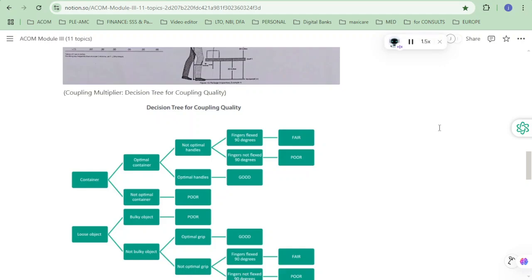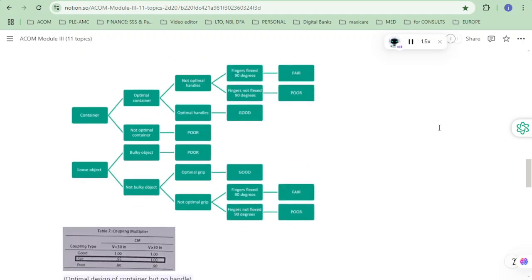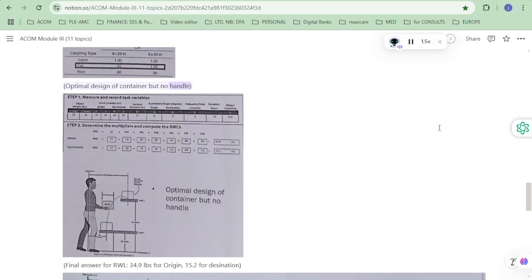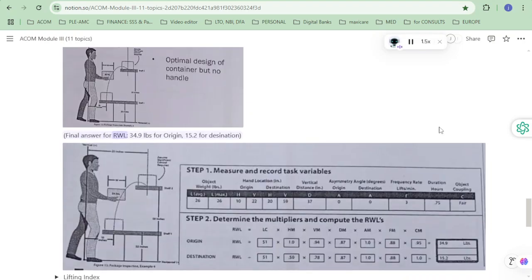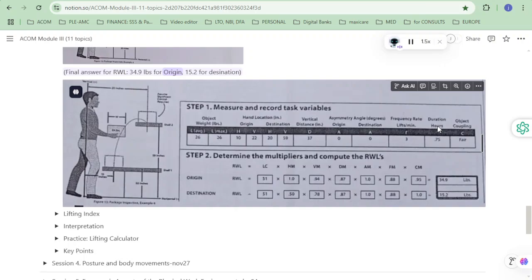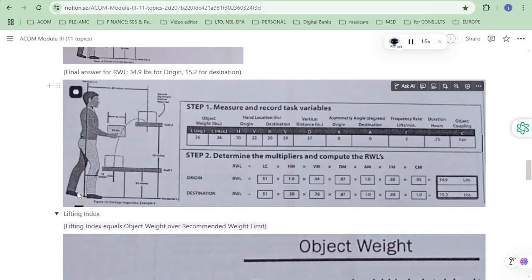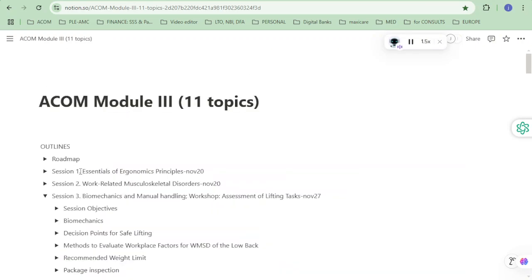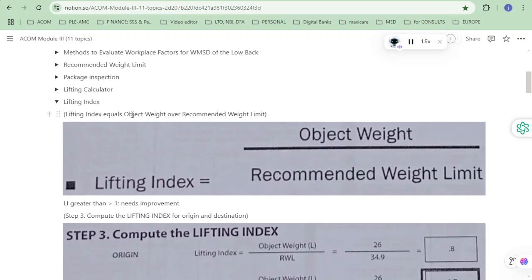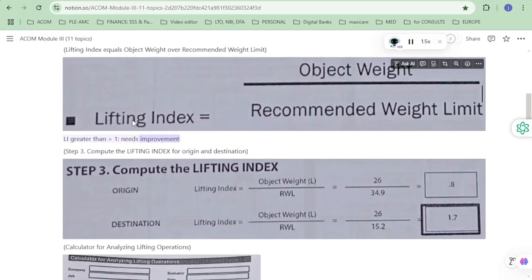Optimal design of container but no handle. Final answer for RWL, 34.9 pounds for origin, 15.2 for destination. Lifting index. Lifting index equals object weight over recommended weight limit. LI greater than 1, needs improvement. Step 3. Compute the lifting index for origin and destination.